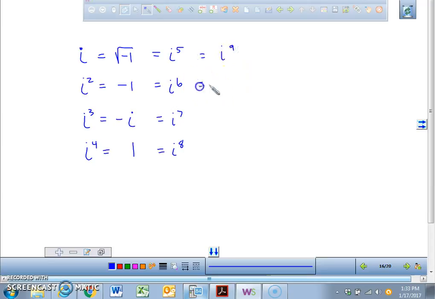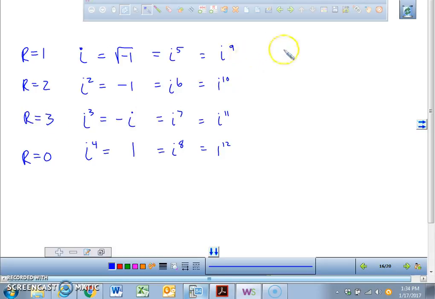I to the 9th. After this one, I'm going to stop. I to the 11th, I to the 12th. You guys notice that 12, 8, 4 are all divisible by 4, right? So here's a cool little trick. If you divided all these by 4, would you agree that the remainder would equal 0? Okay. Now, if you divided 4 into 5, your remainder would equal 1. If you divided 4 into 6, your remainder would equal 2. If you divided 4 into 7, your remainder would equal 3.